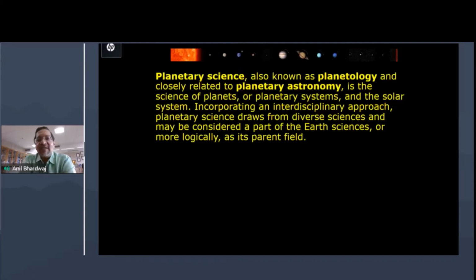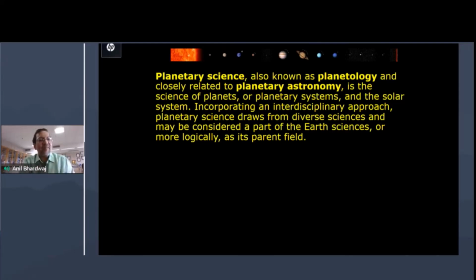Now, talking about planetary science, we also call this planetary astronomy or planetology or comparative planetary science, which is basically a field which consists of many other fields. And one can say that planetary science is a part of the earth sciences, or earth science is a part of actual planetary sciences. Okay?